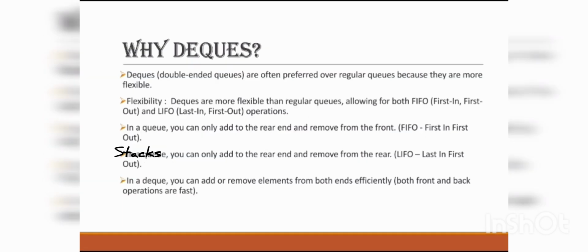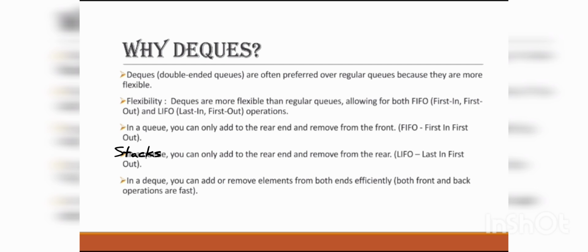These dequeues combine queue and stack functionalities into a single powerful structure. Let us know why we use dequeues. Dequeues, also known as double-ended queues, are often preferred over regular queues because they are more flexible. Dequeues are more flexible than regular queues, allowing for both first in first out and last in first out operations, which we can perform in stacks and queues.